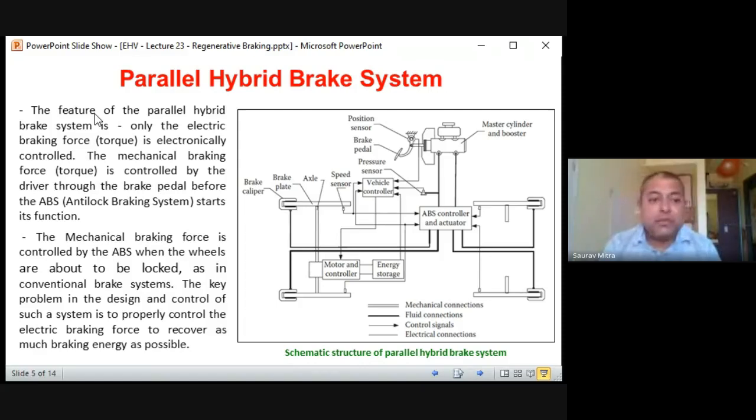If the road is very slippery, in that case what happens is the tire is continuously rotating but there is no proper contact between the tire and the road. So the tire is rotating but the vehicle is not going forward, so some kind of slip is occurring. TRC, or traction control, actually helps to avoid that.